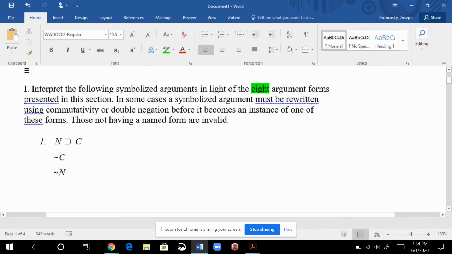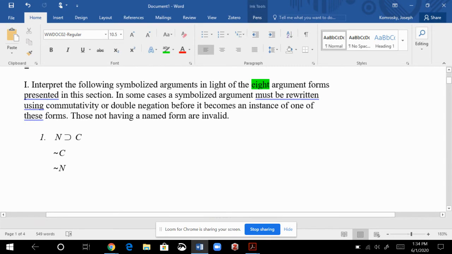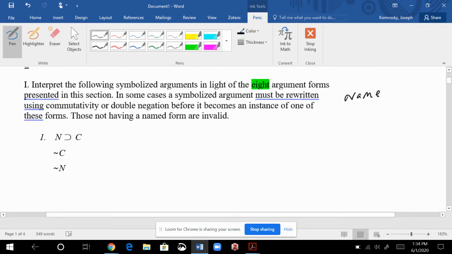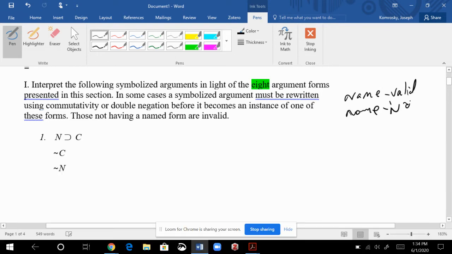So here's how this works. You're going to have choices. You're going to have to give me the name if it's valid, the name if it's invalid, or invalid with no name.